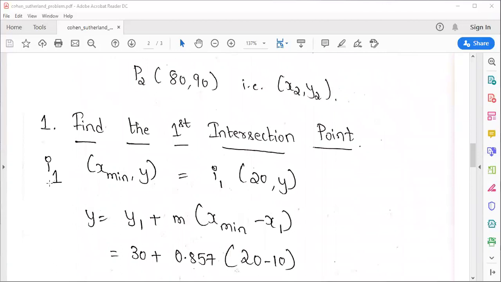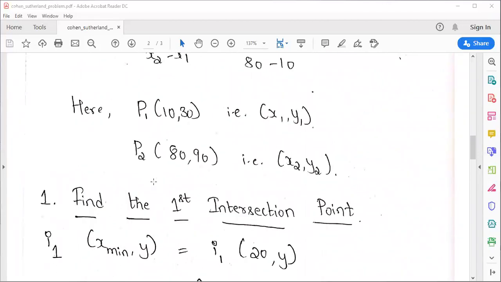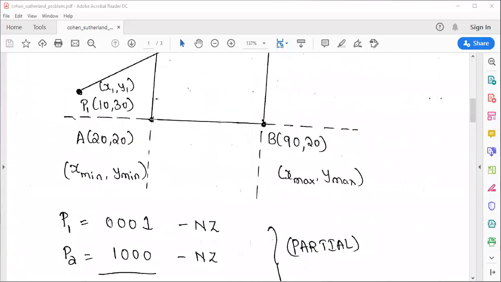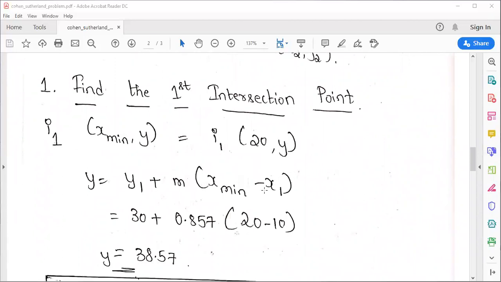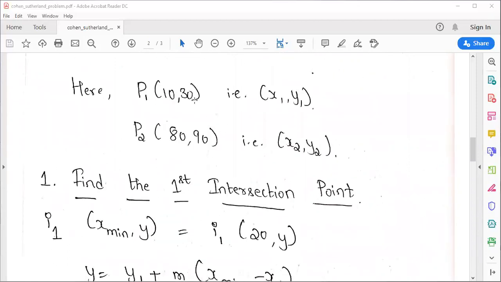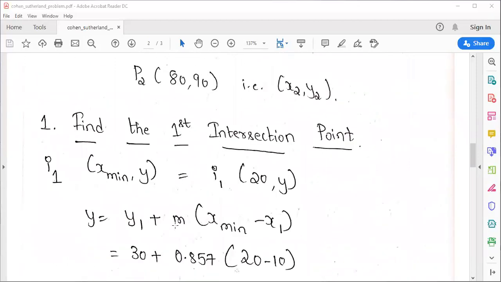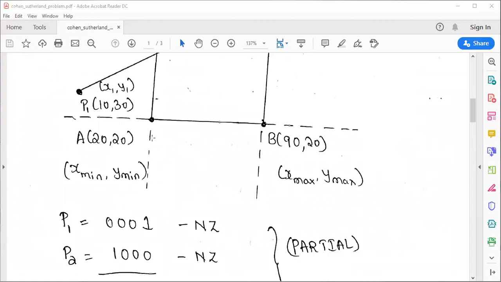So the first point will be x min comma y. What is x minimum? The x minimum of the clipping window here is 20, and we have to find the y. In order to find y, we have the formula y is equal to y1 plus m into x min minus x1. What is y1? Y1 is 30. So 30 plus m, the slope, which is 0.857, into x min, which is 20, minus x1, which is 10. Whichever point you take as P1, those values will be your x1 and y1.